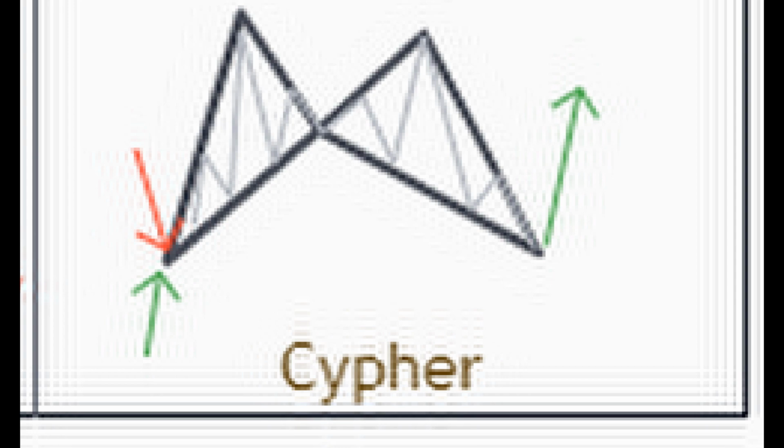Let's strategize with trading this. Traders using the Cypher pattern may look for a long trade opportunity at the potential reversal zone identified by the completion of the CD leg. Stop loss orders are typically placed below the X point. Profit targets may be set at Fibonacci extension levels or other technical levels.